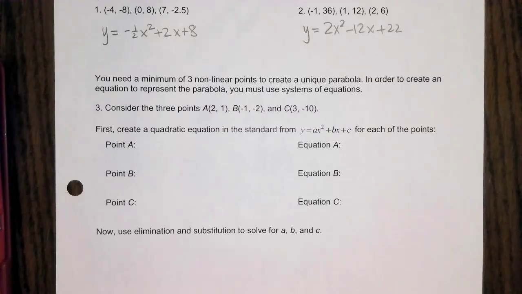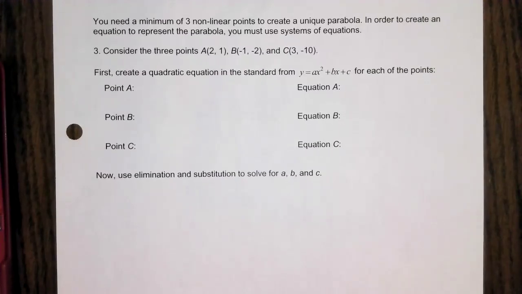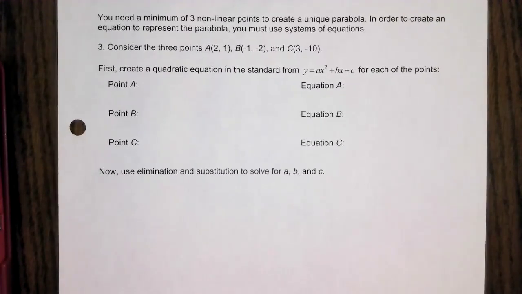All right, so check your work. You should have gotten 2x squared minus 12x plus 22. So now for our next part, we are going to do it without a calculator. And again, you need at least 3 of the nonlinear points to create a unique parabola. And so those are the 3 points that we're going to need. And then we're going to write a system of equations, which we also did in Unit 1. So hopefully this is kind of a review. We're just using it for the quadratic part.